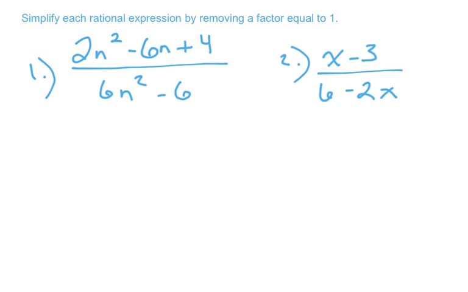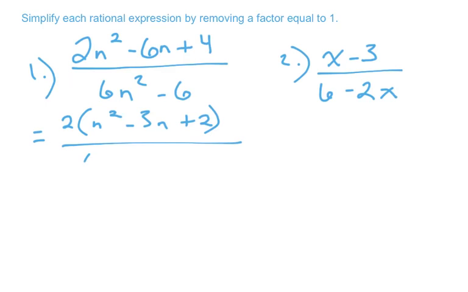The next examples that we're looking at is going to be simplifying these rational expressions by removing a factor equal to 0. First thing we have to do with everything here is factor everything completely. We can see this numerator of the first one, they all have a common factor of 2. So we want to factor out a 2, which leaves us with n squared minus 3n plus 2. And then the denominator, they both have a factor of 6. So we get n squared minus 1.